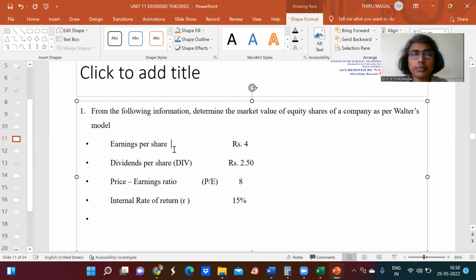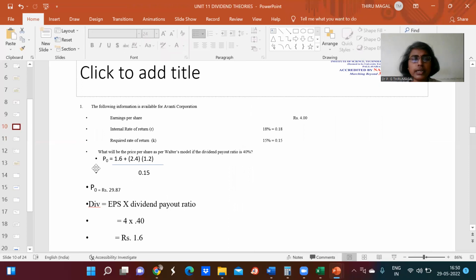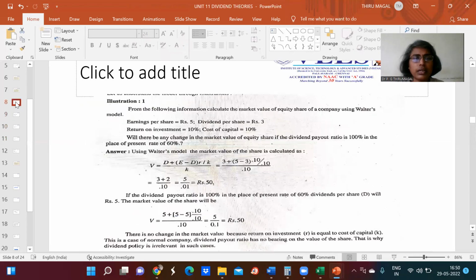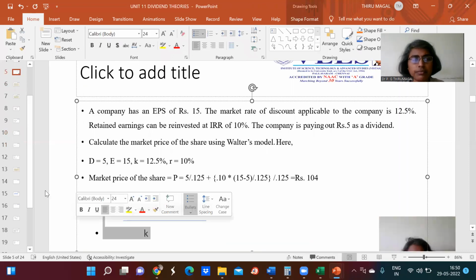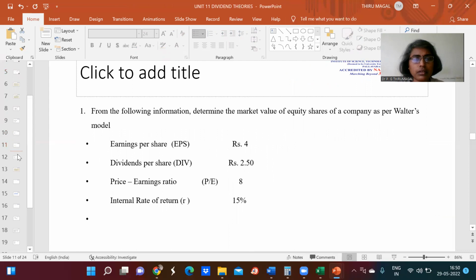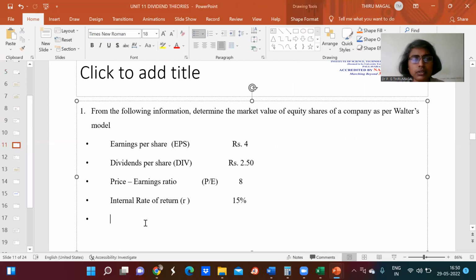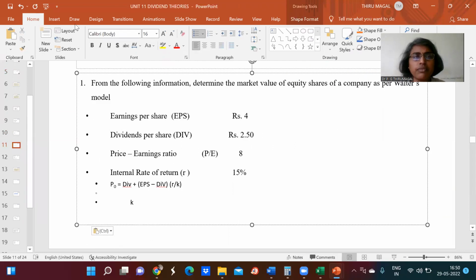Then earnings per share means EPS. So these are all the data that are given. Now, as per the formula, what data we require is this formula. So just let me copy the formula first. Okay. So now I'm just pasting the formula.